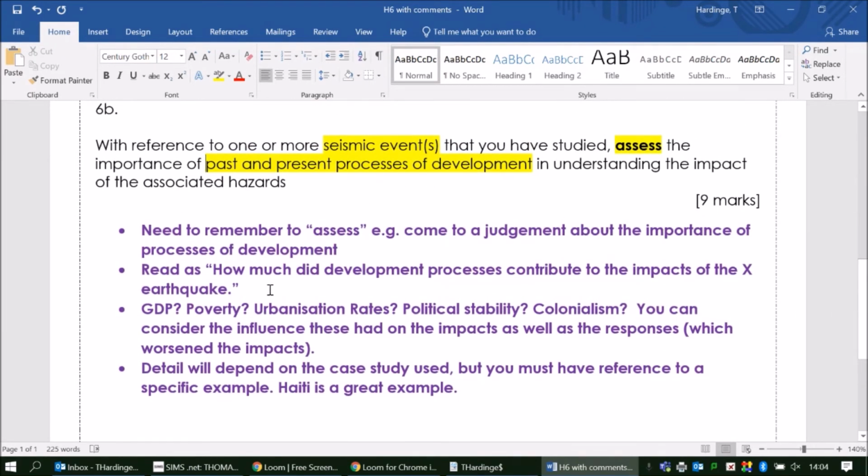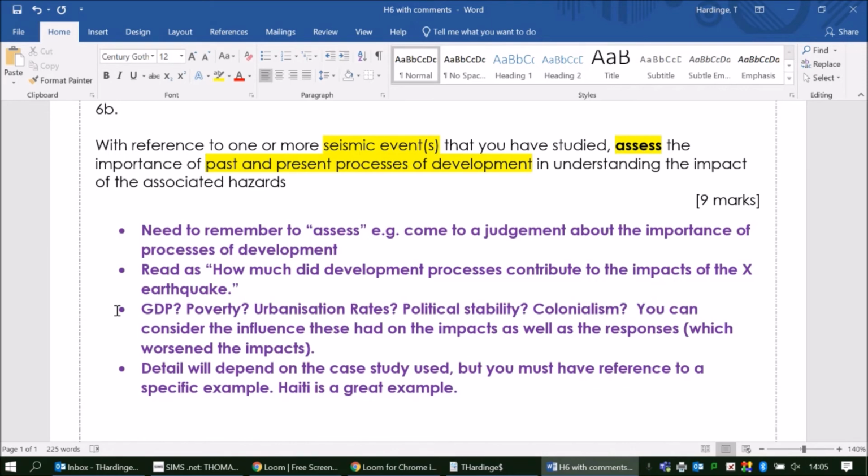Okay. Some of those development processes are going to be things like the GDP or the GNI per capita, the amount of poverty or the rates of urbanization, or political stability or colonialism. All of those sorts of factors will influence how severe an earthquake is. You can consider how those things might have had an impact in terms of killing more people, maybe causing more buildings to collapse and so on.